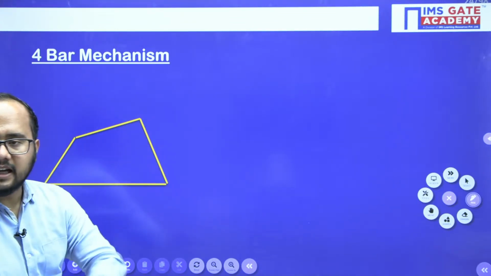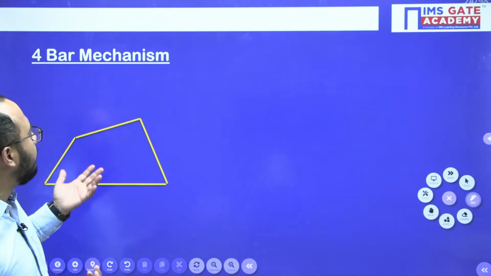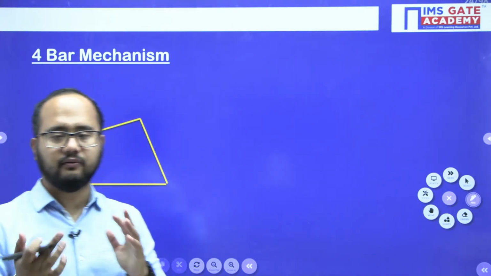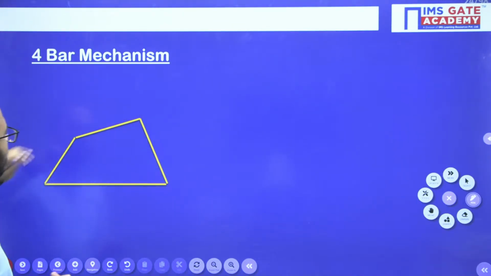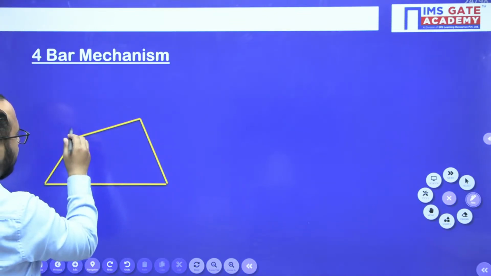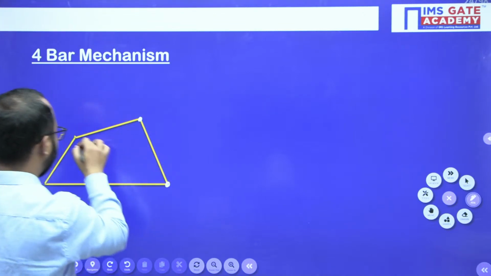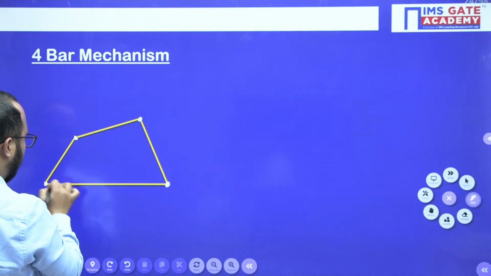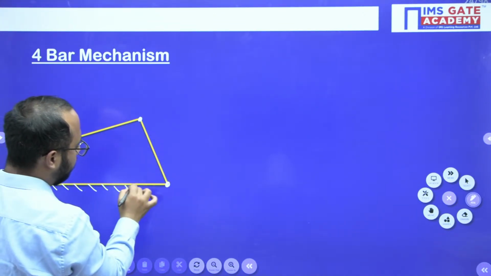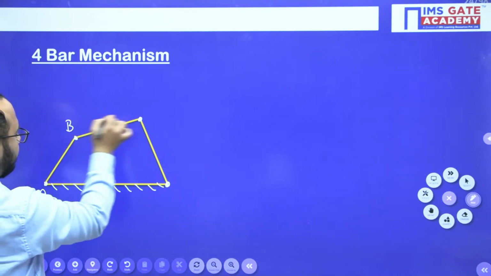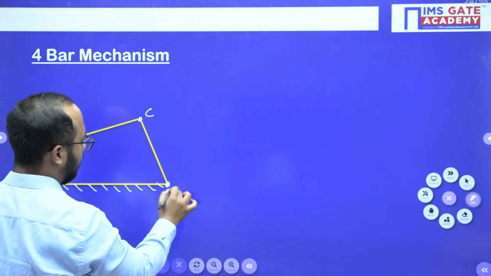So first we'll take an example of a 4-bar mechanism. Okay, we'll discuss the case of a 4-bar mechanism, right, everyone? So this is a case of a 4-bar mechanism. These are the turning pairs we are having. So let's suppose this link is fixed, this A, mentioning the names of the turning pairs A, B, C, D.